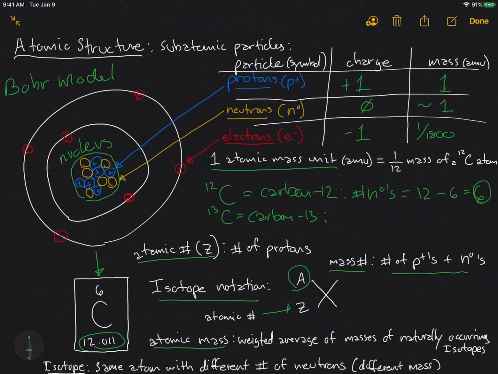The other common naturally occurring isotope of carbon is carbon 13. So carbon 13 has 13, right? 13 is the mass number, the number of protons plus neutrons. Subtract the number of protons and you get 7. So carbon 13 has one more neutron than the number of protons.